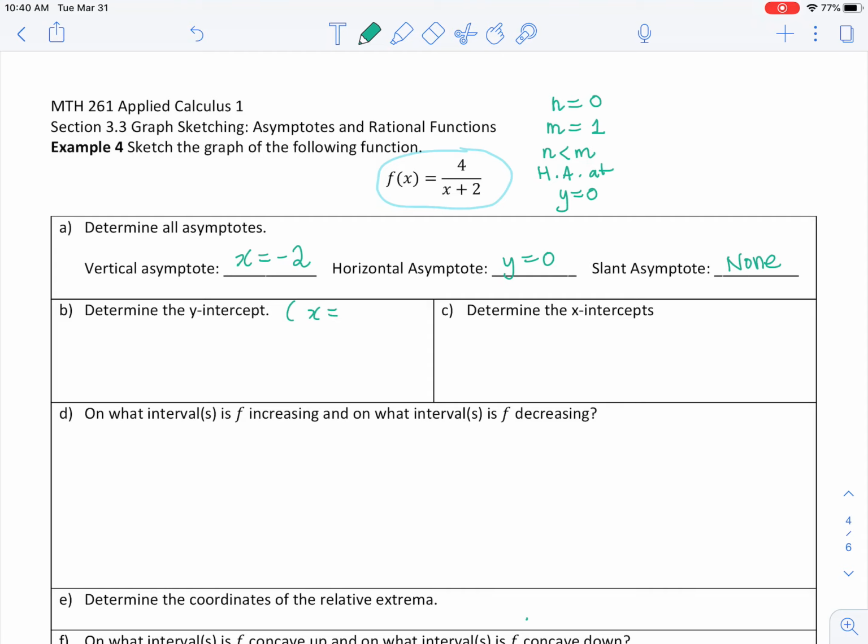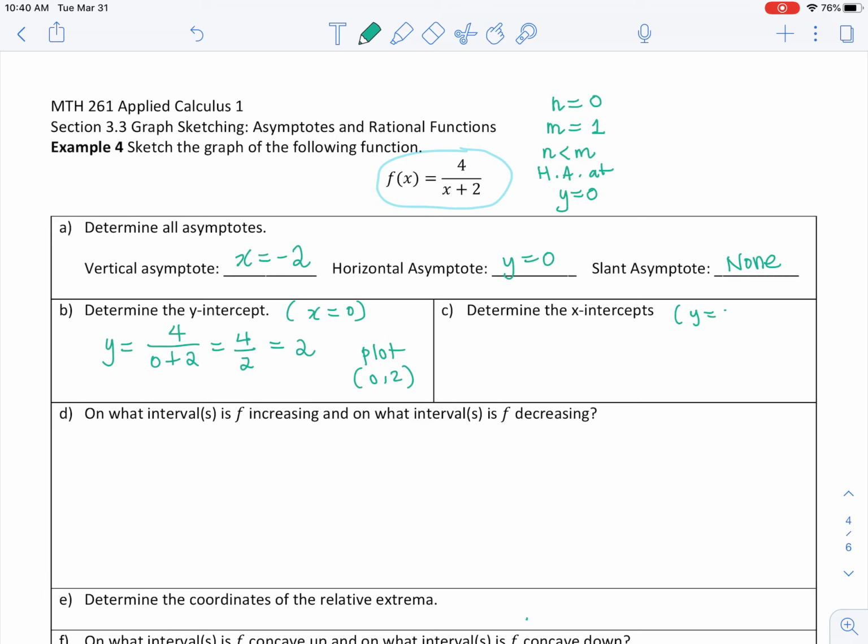All right, y-intercept is when x is equal to 0, right? So plug in x equals 0 into your function. Y is going to be 4 over 0 plus 2. That's going to be 4 over 2. So we have a y-intercept at 2. So what you will do is you will plot 0, 2 later on your graph, okay?